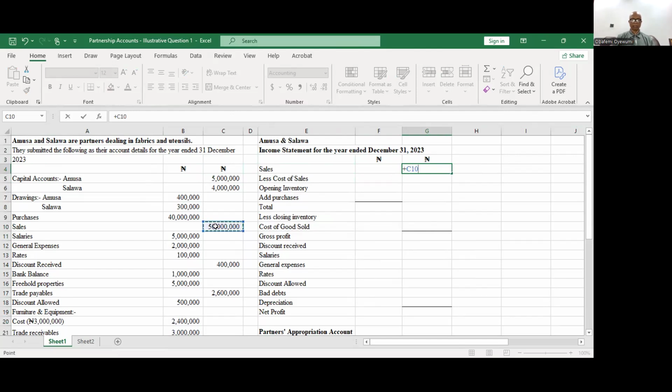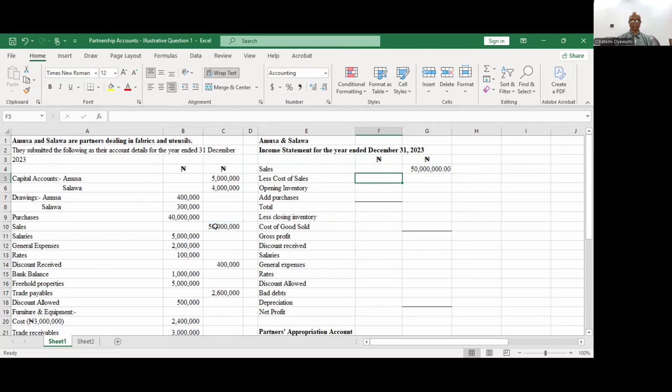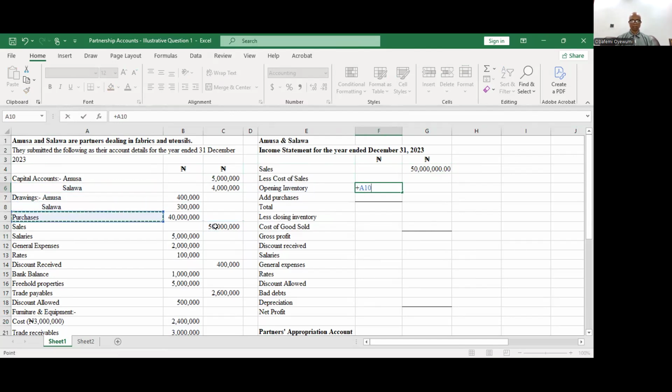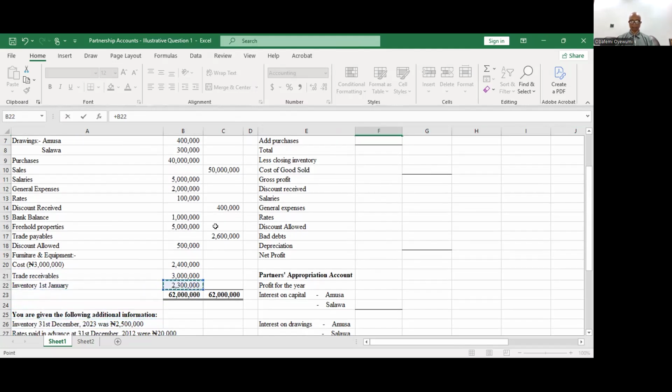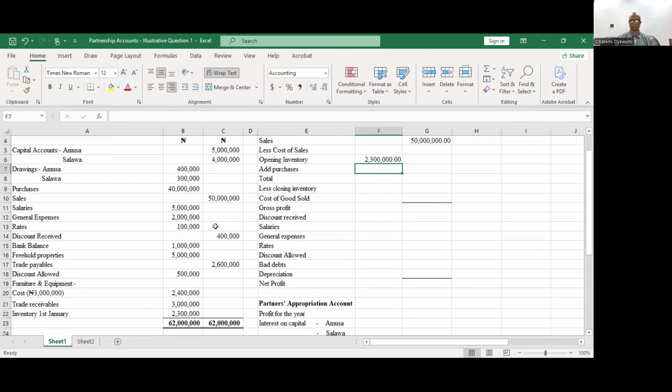So I will just be running through it and then following as appropriate. If you have comments or questions, don't hesitate to put them in the comment box. All right, 50 million. Now, cost of sales. We want to calculate the cost of sales now. Of course, you know that this is an interplay between opening inventory, purchases, and closing inventory. So we have opening inventory of how much? 2.3 million. So I've gone there to locate it. Purchases, how much was purchased in the course of the year? 40 million. That's what I have there.